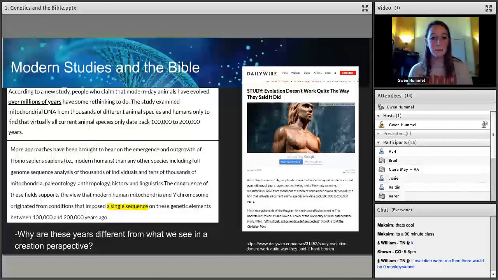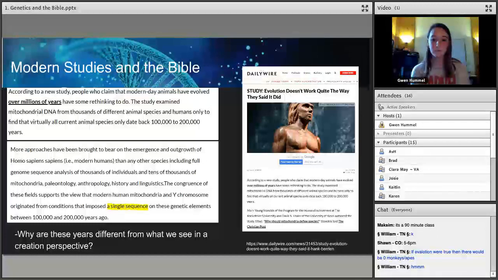I want you guys to practice reading modern data and answer this question I have at the bottom, which is, why are these years different from what we see in a creation perspective? I'll post this actual article for you guys at the end of this class if you want to read through all of it. I just took some snapshots to help you guys out. So go for it and see if you can answer this question. I know this is a tough one, but this is getting you practice for the real world when you look at real science.